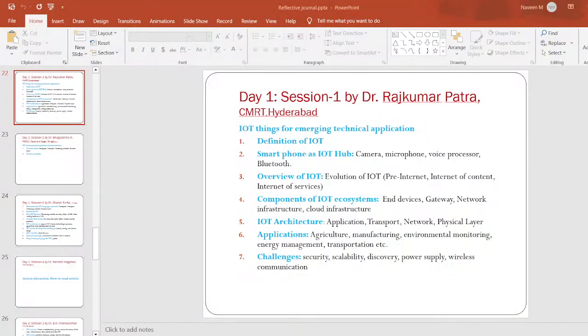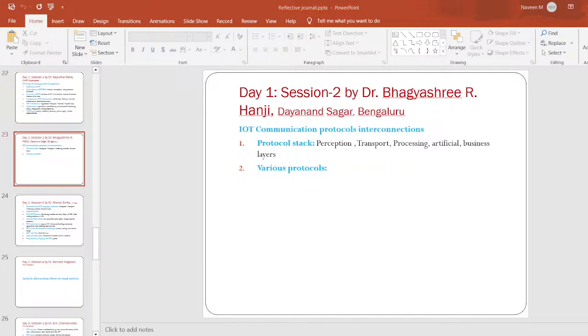Bhagyashri Madam from Dayanand Sagar, Bengaluru. Okay. So she talked about protocol stack. There are basically 5 different layers. The first, the bottom, was the perception layer. Then on top of that, the transport layer, then the processing layer, the artificial layer, and then the business layer.